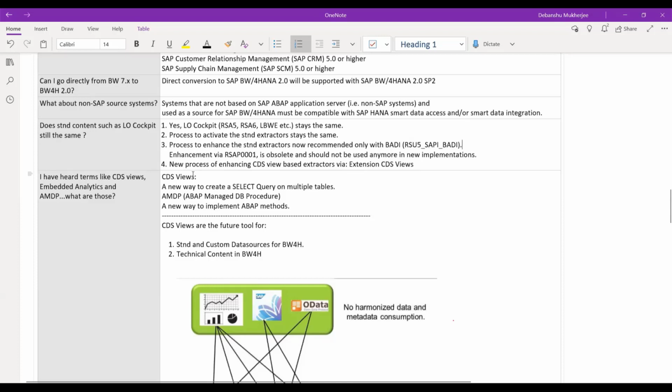And another very important one is something called CDS views. There's a new concept which is introduced, and going forward, all the standard extractors for BW will be based on CDS views. And how do you enhance those CDS views based extractors? Via something called extension CDS views. So CDS views are of two types, regular and extension CDS views. Using those extension CDS views, you will enhance that extractor which is based on CDS views. This is part of our training. Okay, so we are going to create CDS views, we are going to create extension CDS views and extract them in BW.